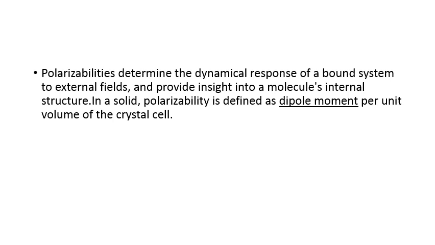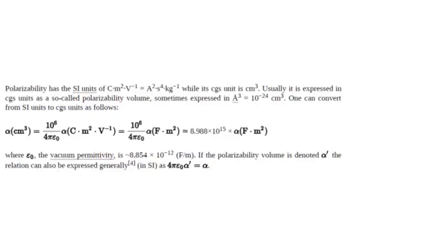This polarizability is defined as dipole moment per unit volume, and this is denoted by alpha. We define the polarizability, and the unit of polarizability is Coulomb meter square per volt, or ampere square second to the power 4 per kg.